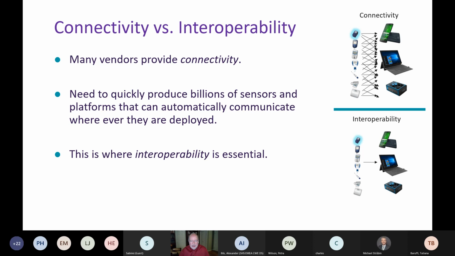Connectivity is a proprietary API or even an open API, but you still have to implement it for every device, device by device, system by system. Interoperability is where you have one agreed upon API that everybody uses so that devices can automatically communicate with each other. Next slide.